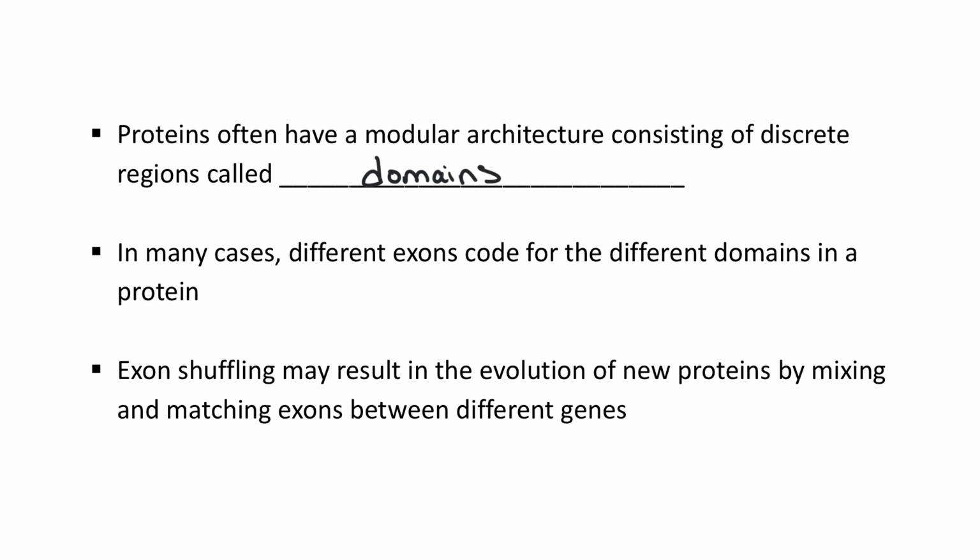Proteins often have a modular architecture consisting of discrete regions that are called domains. In many cases, different exons code for the different domains in a protein. Exon shuffling may result in the evolution of new proteins by mixing and matching exons between different genes.